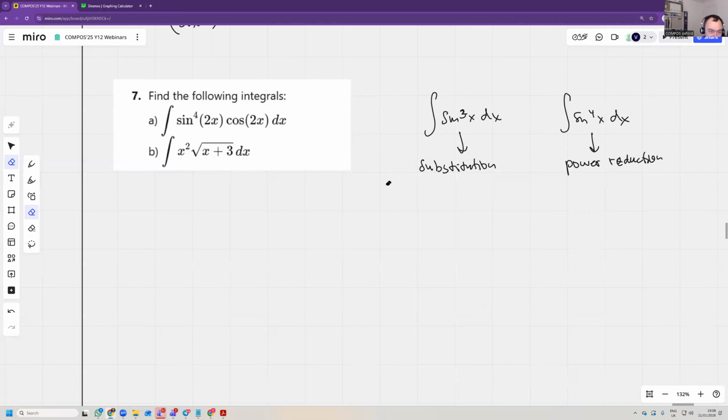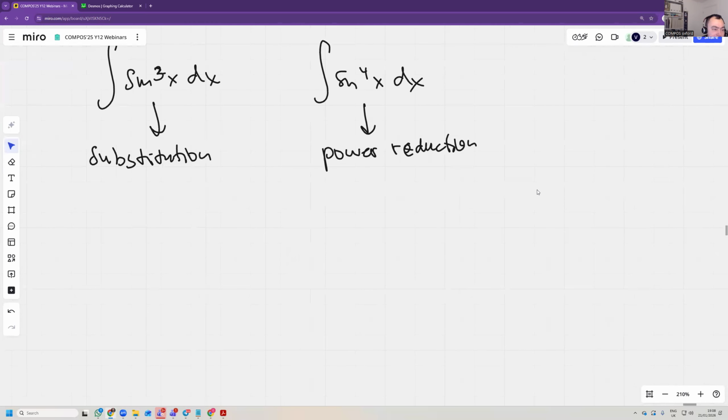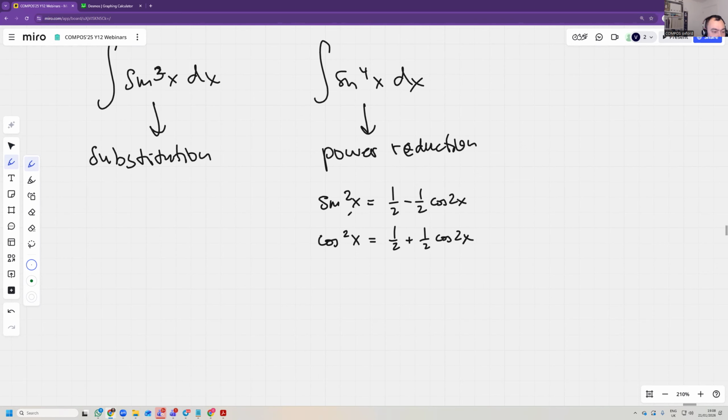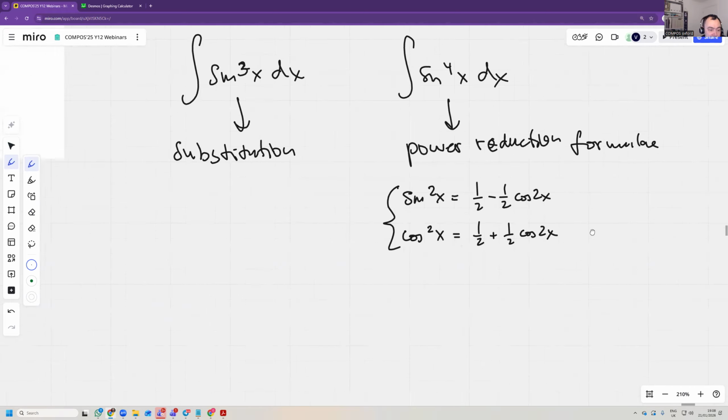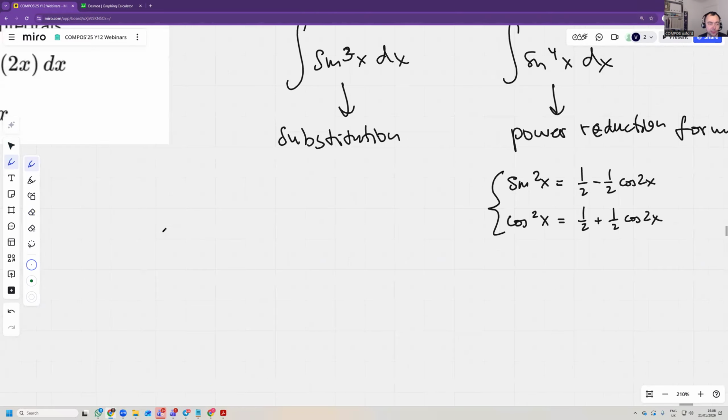So what is power reduction? Well, substitution is seen. The power reduction is these two formulas. Sine squared x can be written as 1/2 minus 1/2 cos 2x. And cos squared x can be written as 1/2 plus 1/2 cos 2x. So these are called power reduction formulae, because you go from sine squared to cosine without a square. And it's very easy to prove, but never mind.